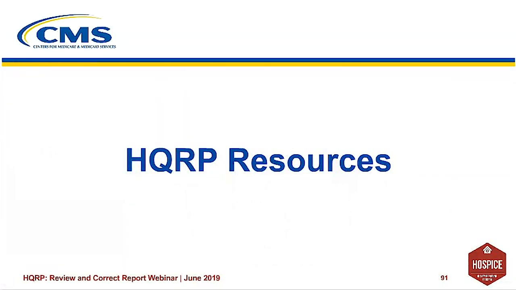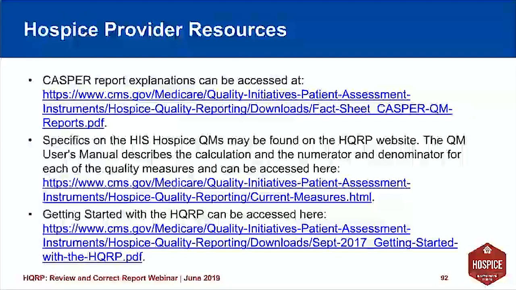So let's just review some HQRP resources that you can have handy. So here are some resources for the CASPER report explanations. They can be accessed here on that first resource. And then there are specifics regarding the HIS quality measures. It can be found on the HQRP website. You can also use Getting Started with the HQRP, and this can be accessed. It's a PDF that's also on the HQRP website.